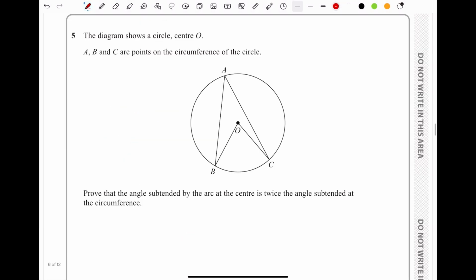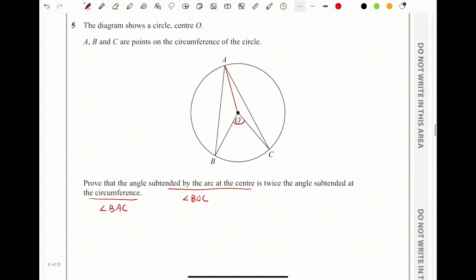So in question 5, what we needed to do is to prove this circle theorem. We are given the circle. We are told that A, B, C are points on the circumference and O is the center. We needed to prove that the angle subtended by the arc at the center, which is angle BOC, is twice the angle subtended at the circumference, which is angle BAC. What we are going to do now is to connect the points O and A. We will create two triangles.